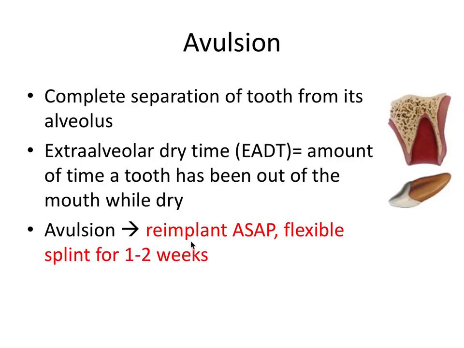So for avulsion, our treatment, and this is kind of generalized, is we want to re-implant as soon as possible, meaning put the tooth back in the socket, with some exceptions, and flexible splint for 1 to 2 weeks. This is a little bit of an overgeneralization, but just maybe for test purposes, remember re-implant and flexible splint.